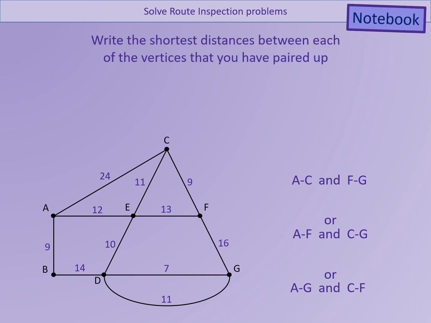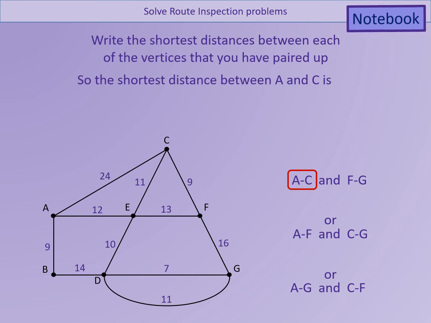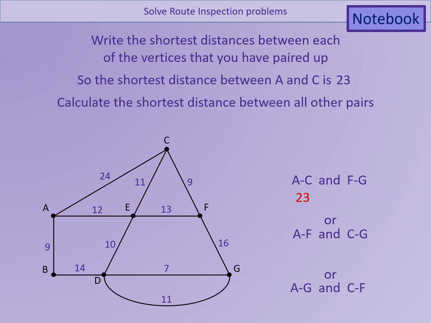We're now going to write down the shortest distance between each pair of vertices. Be careful, these are not always the direct edges. You need to check all possible routes from one to the other to make sure you find the shortest. So the shortest distance between A and C is actually via E, so 23. And the shortest distance between F and G is the direct edge, F to G, 16.